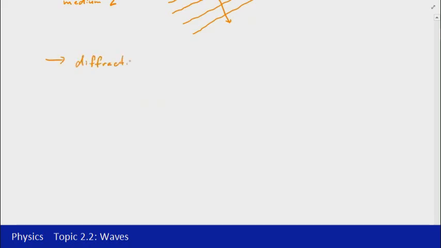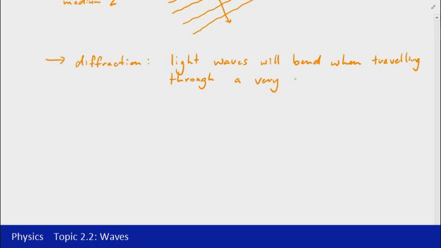The third phenomenon is that of diffraction. Diffraction is basically just the bending of a wave. Light waves will bend when travelling through a narrow opening. And when we talk about a narrow opening, we're really talking about that opening being comparable to the wavelength. So it's not just any opening that you could come across. We're talking about very narrow slits or narrow openings.